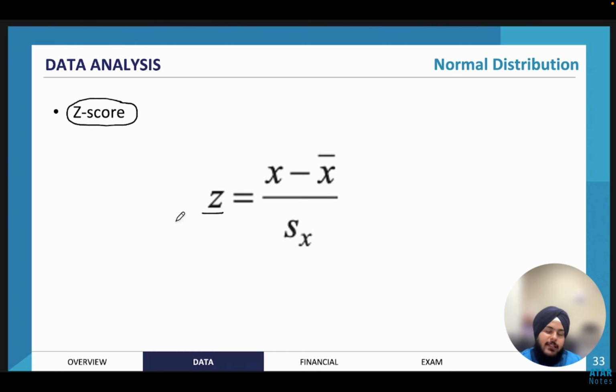What the z-score does is it standardizes the value to a standard normal distribution. So you will get a value ranging from -3 to +3, and that will tell you how many standard deviations above or below the mean your value is.